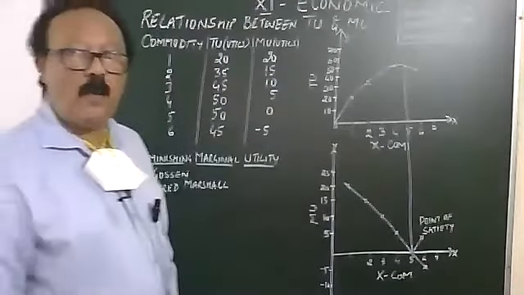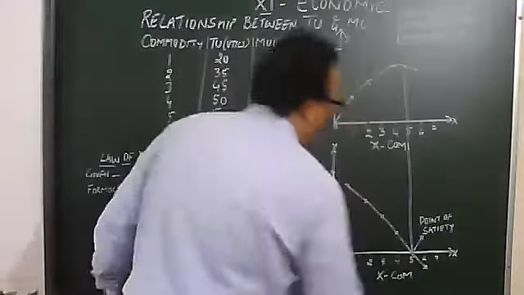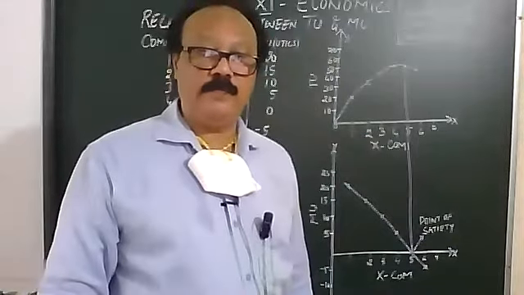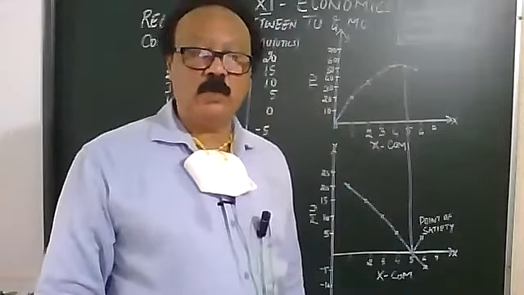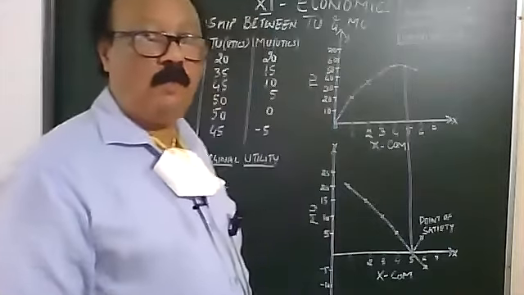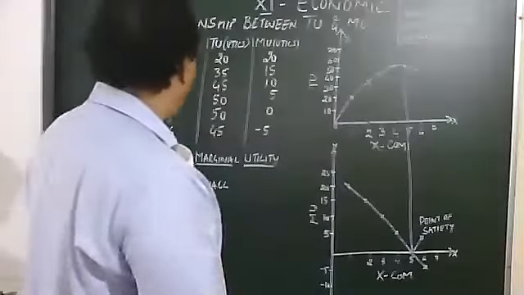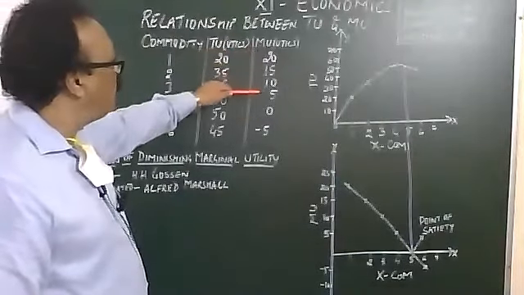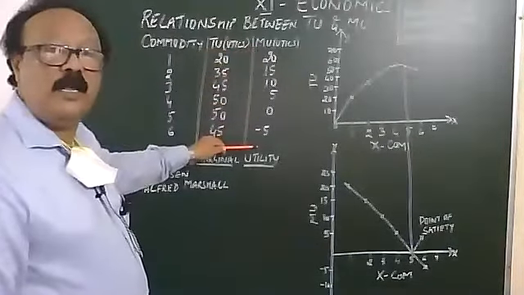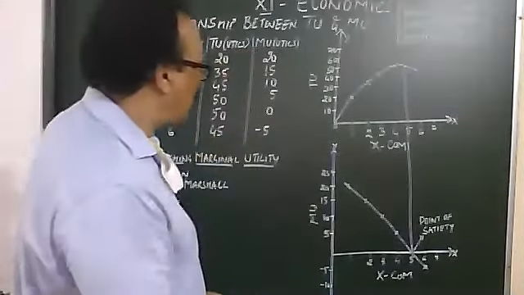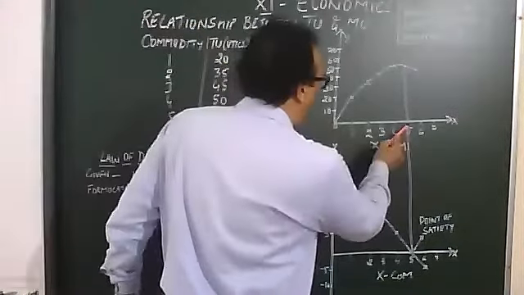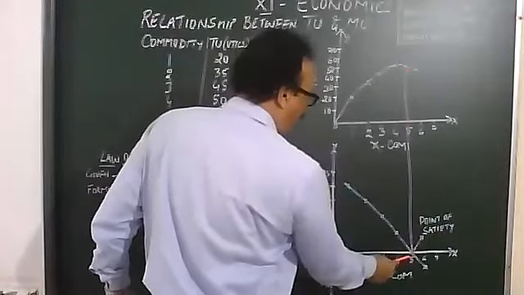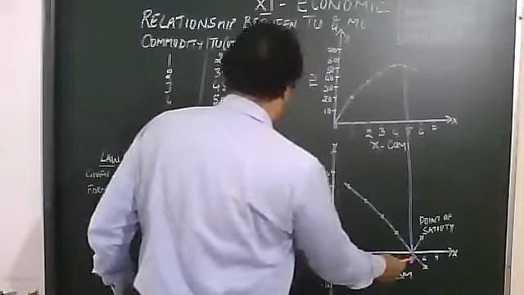So I placed all the points and I joined all the points. What do I get? I get a downward sloping curve. So the MU is a downward sloping curve because what do we see? As commodities are increased, the marginal utility starts decreasing. Now, what is the common point in this? On 5, you reach the maximum 15, and on 5 for MU, you will get 0.